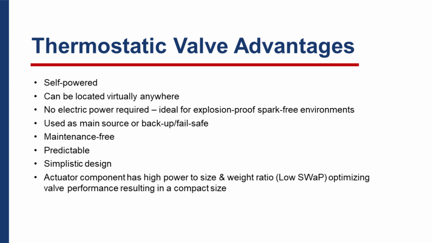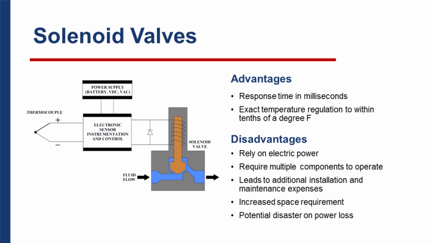The actuator component has a high power to size weight ratio, or a low SWaP, and that's what I was talking about before. How that actuator, weighing less than a pound and being 7/8 in diameter by about 2 inches long, can lift a 150-pound load no problem. Having a low SWaP optimizes the valve performance, resulting in a compact size.